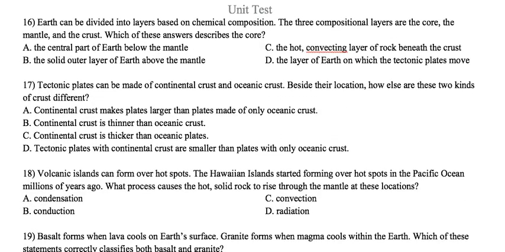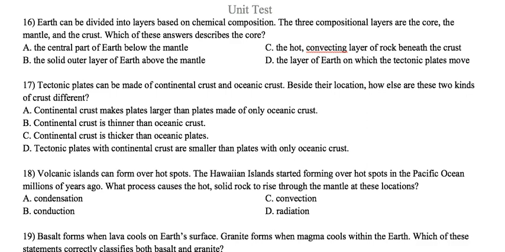Question 16. Earth can be divided into layers based on chemical composition. The three compositional layers are the core, the mantle, and the crust. Which of these answers describes the core? A, the central part of the Earth below the mantle. B, the outer solid layer of the Earth above the mantle. C, the hot convecting layer of rock beneath the crust. D, the layer of Earth on which the tectonic plates move.